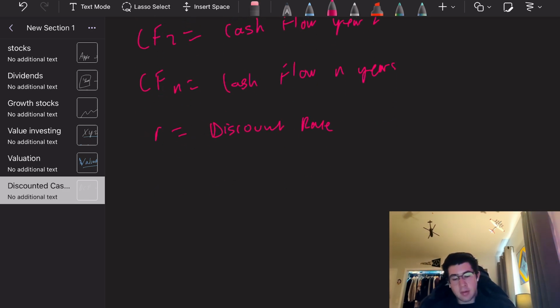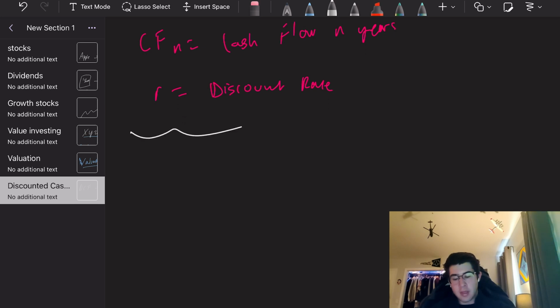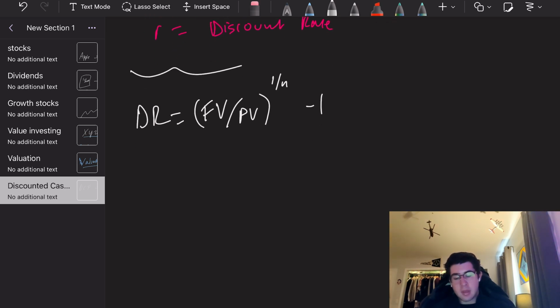And how do you find the discount rate? Well, there's multiple ways to find the discount rate. One of the ways is you could use this formula: discount rate equals future value divided by present value to the power of 1 divided by n, minus 1. And I'll write these out too.